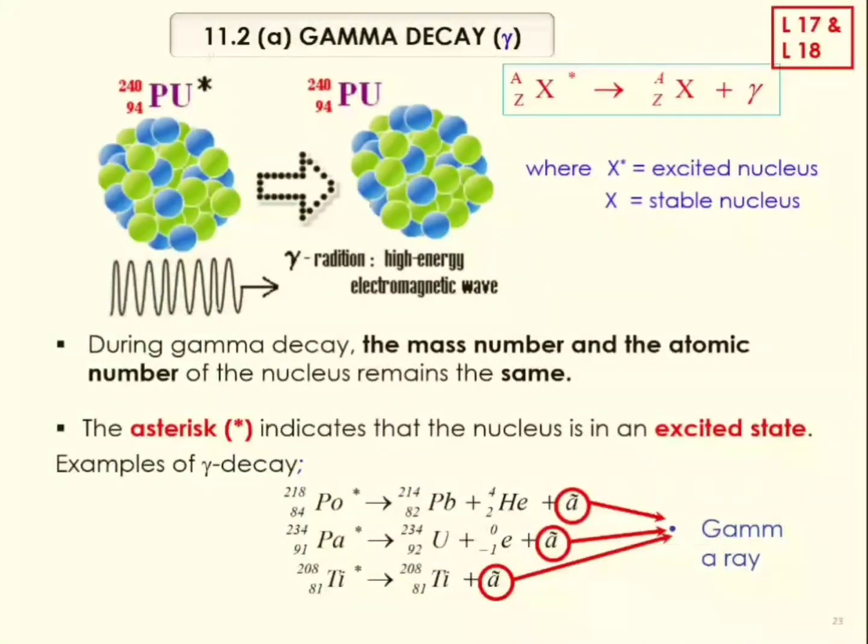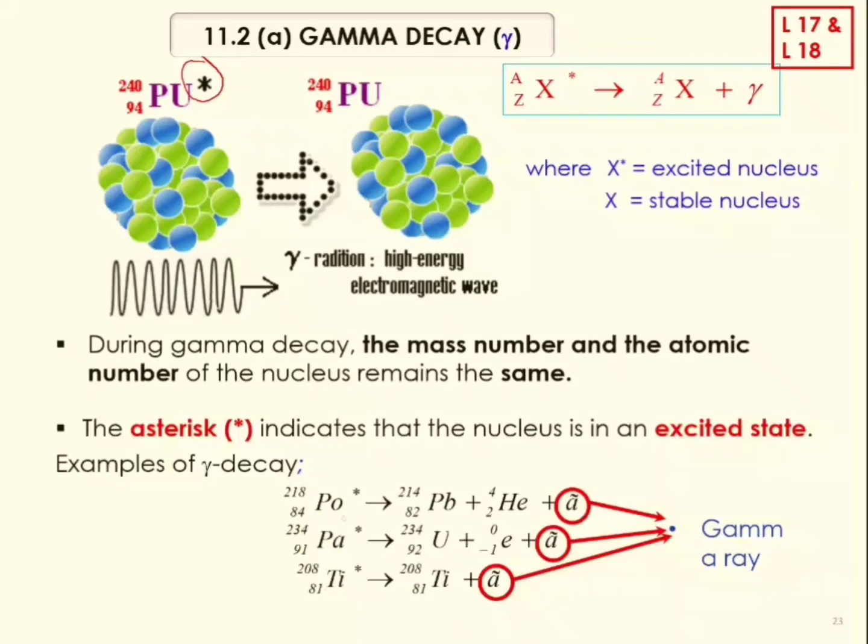PU24094. The star symbol here means that it is an unstable nucleus. Our nucleus is not stable. To become stable, it will decay and produce gamma ray. During gamma decay, the mass number and the atomic number of the nucleus remain the same. The difference is that it will produce a stable nucleus. So the difference is with the star and without the star. Without the star means it is already stable.